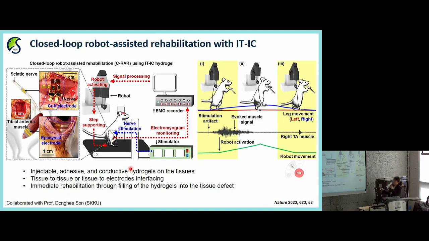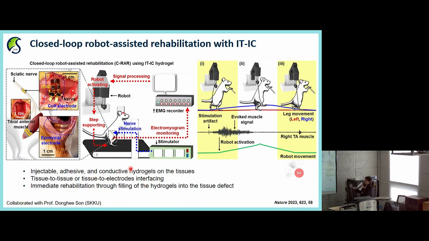We also implant the same electrode underneath the muscle. When we stimulate the nerve tissue, that can evoke the muscle signal. At the same time, the robotic arm can be activated to support the gait of these animals. That is our full system.